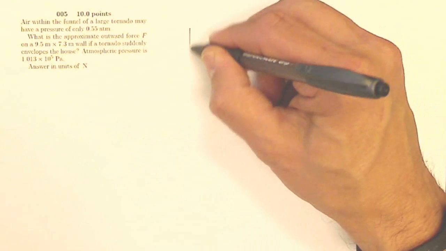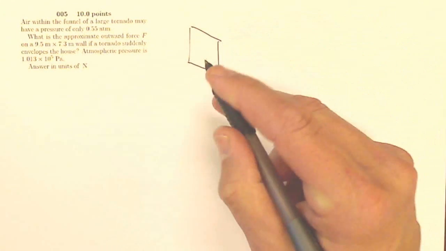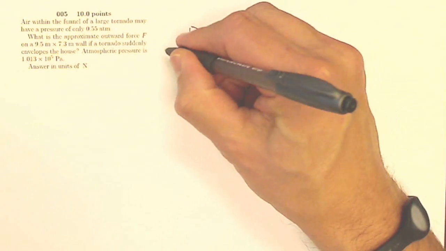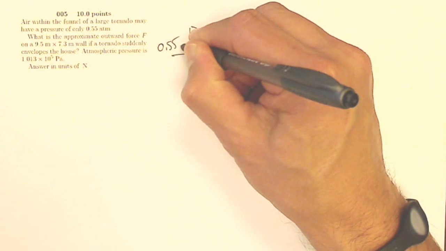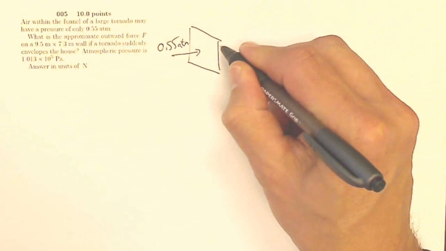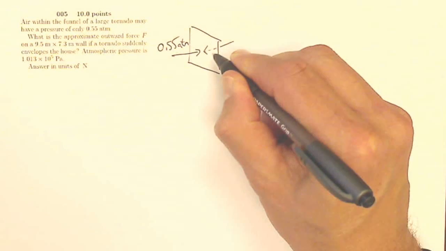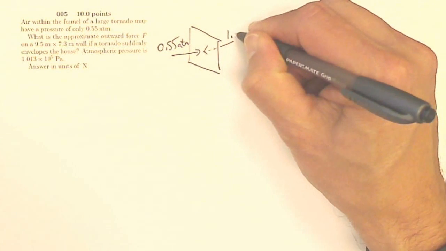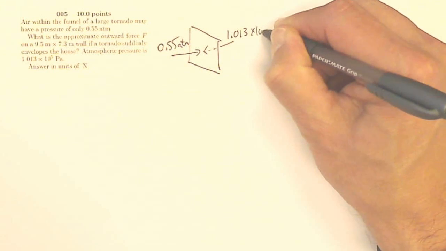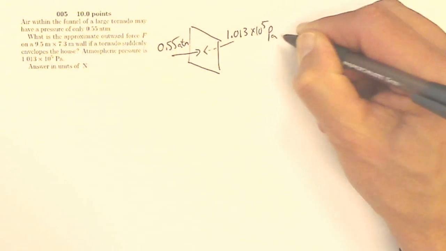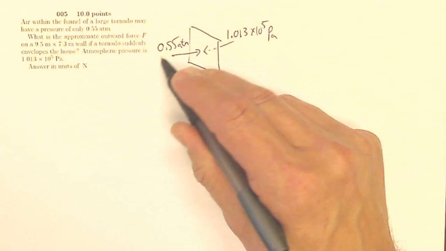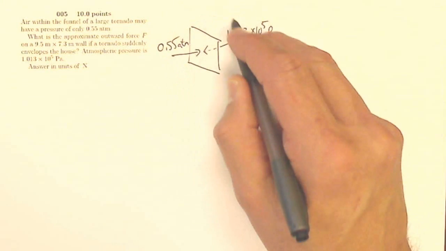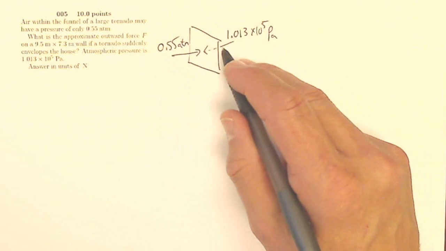So what we've got is the wall of a house. On that wall, from the outside, I've got the tornado at 0.55 atmospheres. On the inside, I've got atmospheric pressure of 1.013 times 10 to the 5th pascals. So I've got atmospheric pressure on the inside and pressure from the tornado on the outside, and the difference here is going to be the net force.